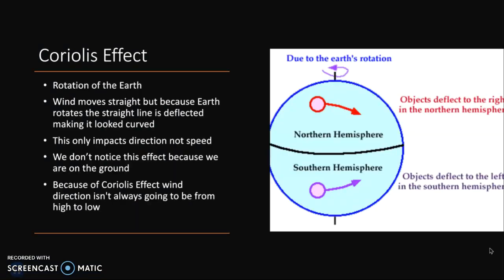The Coriolis effect is due to the rotation of the Earth. Wind usually moves in a straight motion, but because Earth rotates, the straight line is deflected, making it look curved. This will only impact the direction of the wind and not the speed. We do not notice the effect because we are on the ground. And because of the Coriolis effect, wind direction isn't always going to be from high to low.